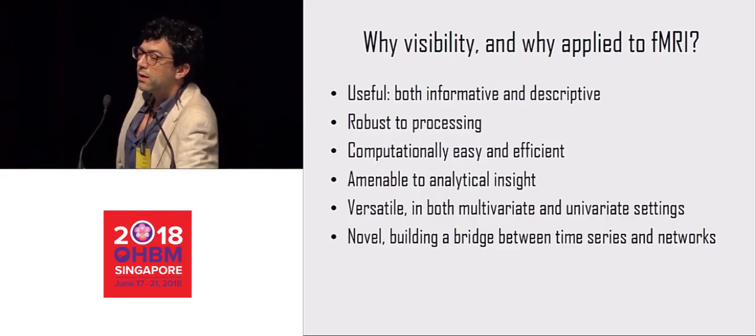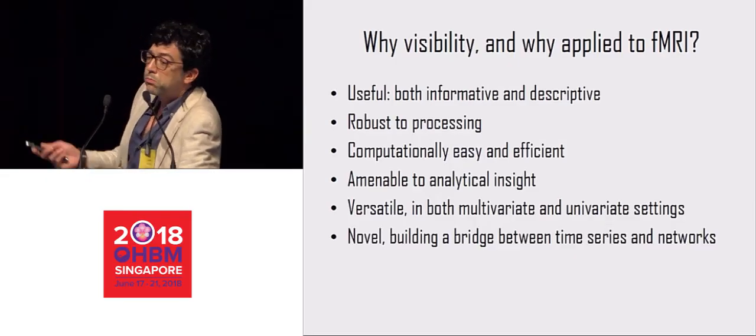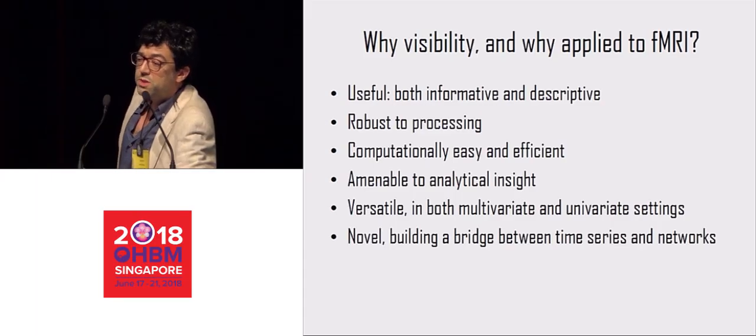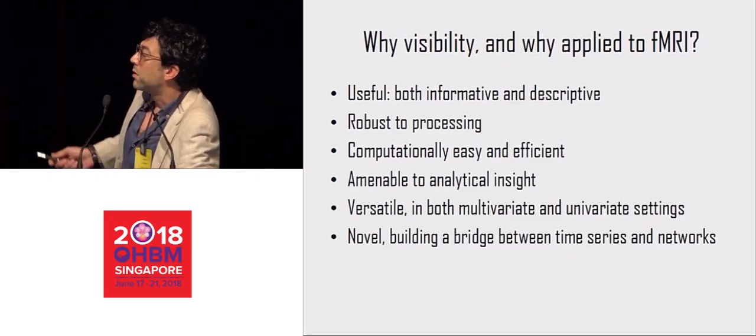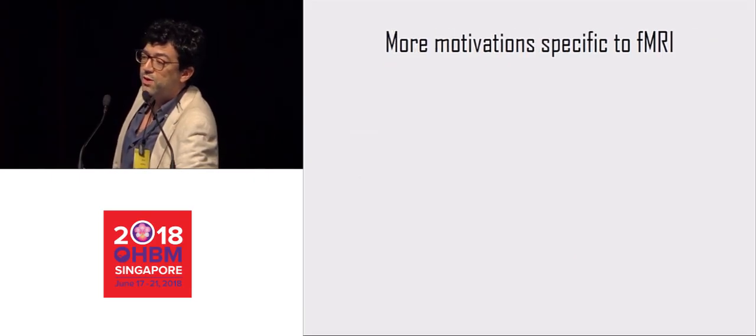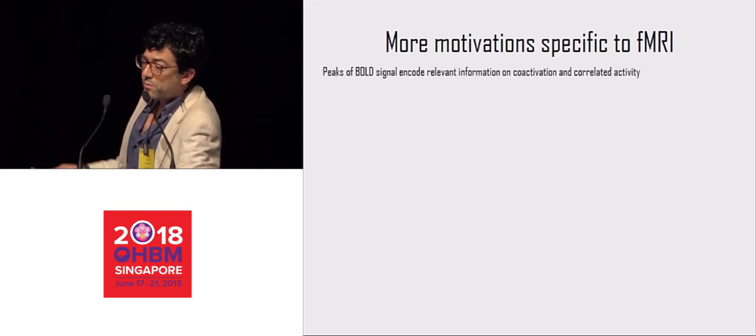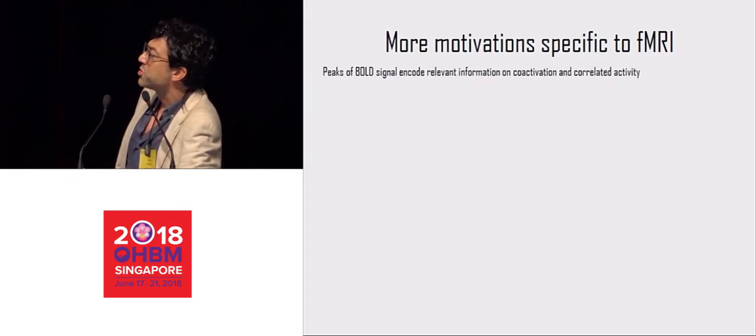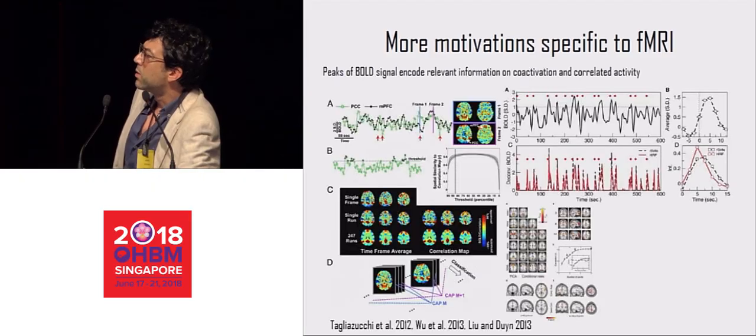So why apply to fMRI? Our idea was that we could test this informative approach, which is furthermore robust to processing and quite easy to implement. And then, out of curiosity, to build a bridge between time series and networks and apply it to fMRI. Why specifically fMRI? A bit more specific motivations: we know that peaks of the BOLD signal encode relevant information on coactivation and correlated activity. There were a couple of papers in the past years.